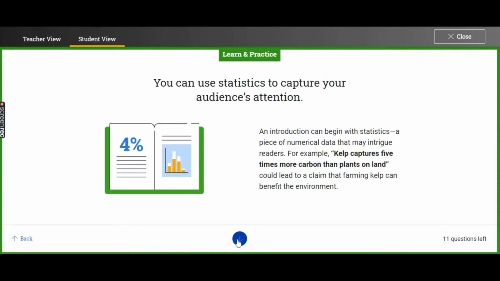You can use statistics to capture your audience's attention. An introduction can begin with statistics, a piece of numerical data that may intrigue readers. For example, kelp captures 5 times more carbon than plants on land. Could lead to the claim that farming kelp can benefit the environment. Just as a reminder, you have the internet at your fingertips. Feel free to Google your topic and statistics to find the appropriate statistic that can be used as your hook.